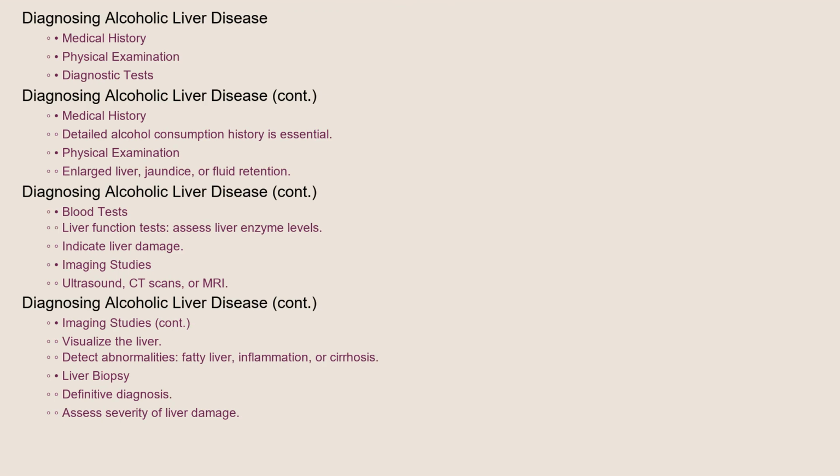Diagnosing alcoholic liver disease involves a combination of medical history, physical examination, and various diagnostic tests. A detailed history of alcohol consumption is essential. Physical examination may reveal an enlarged liver, jaundice, or fluid retention. Blood tests, including liver function tests, can assess liver enzyme levels and indicate liver damage. Imaging studies, such as ultrasound, CT scans, or MRI can visualize the liver and detect abnormalities like fatty liver, inflammation, or cirrhosis. A liver biopsy, where a small sample of liver tissue is taken and examined under a microscope, can provide a definitive diagnosis and assess the severity of liver damage.